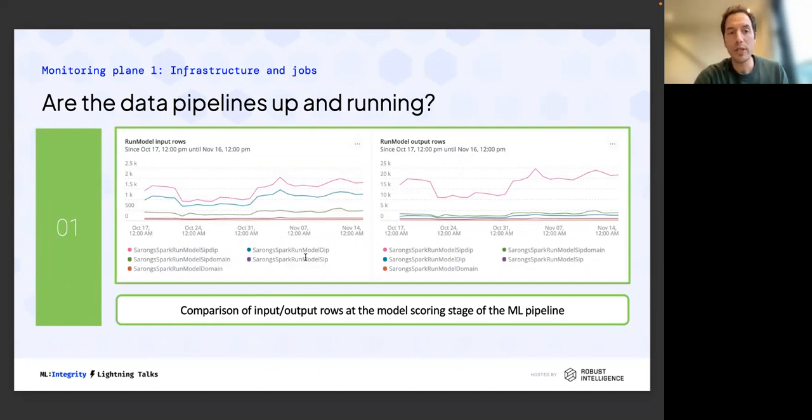So for example, for the infrastructure and performance layer, one good practice is to just measure input versus output rows at each of the stages of the pipeline. In this case, what I'm showing is the stage that is applying the machine learning models, that is taking feature vectors in and returning scores. And we see that there are 5 lines because there are 5 different entities that we're modeling. And it's a good practice to understand that each of those 5 pipelines is receiving some data, and it's also generating data out, right? And that there's a relation between the data that is coming in and the data that is coming out.